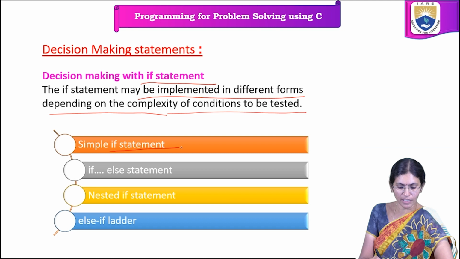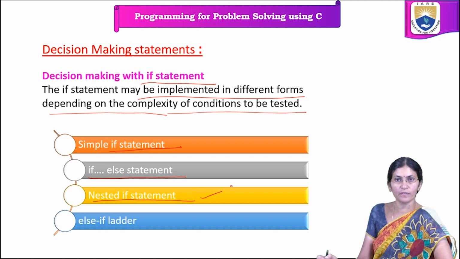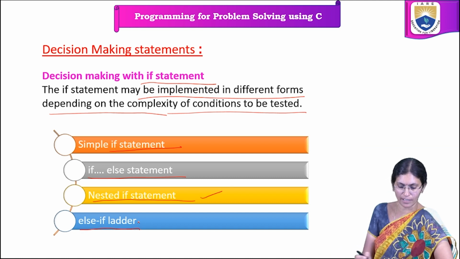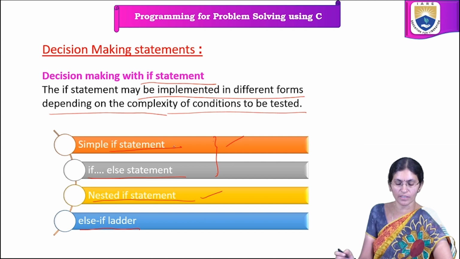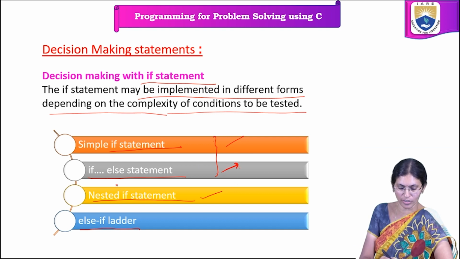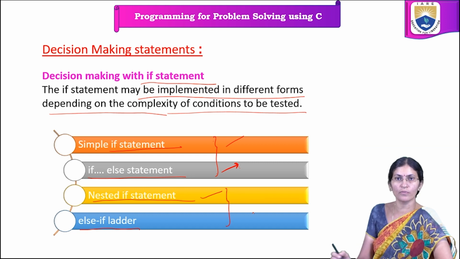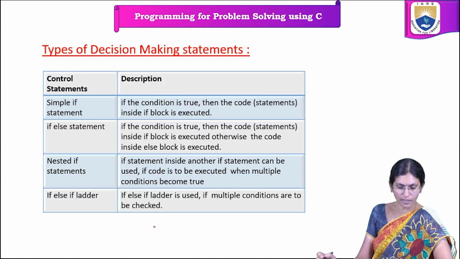First one is the simple if statement. Next one is the if else statement. Next we have the nested if statement, which has various forms, and then the else if ladder. When we have only one option, we can use only the if statement. If we have two options or two tasks to be performed based on the evaluation of the condition, we can use the if else statement. If there are multiple conditions to be checked, we can use a nested if statement or an else if ladder. So let us see in detail.